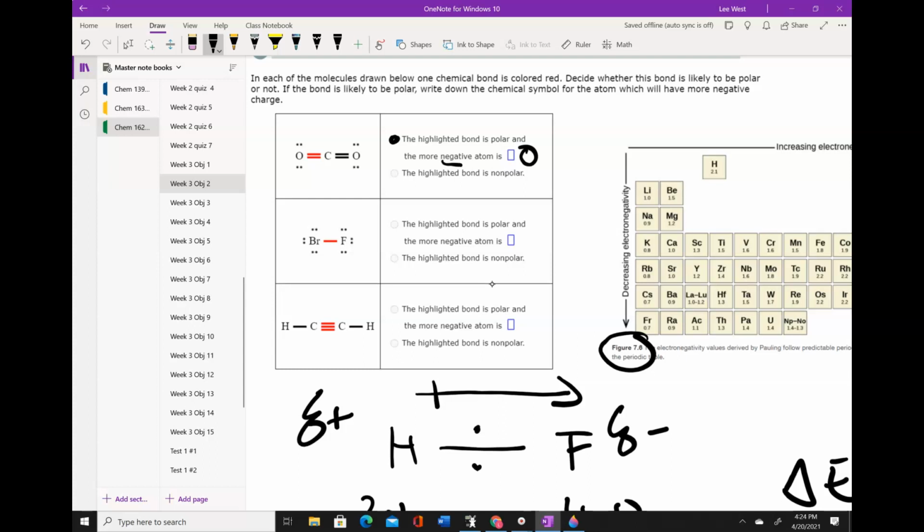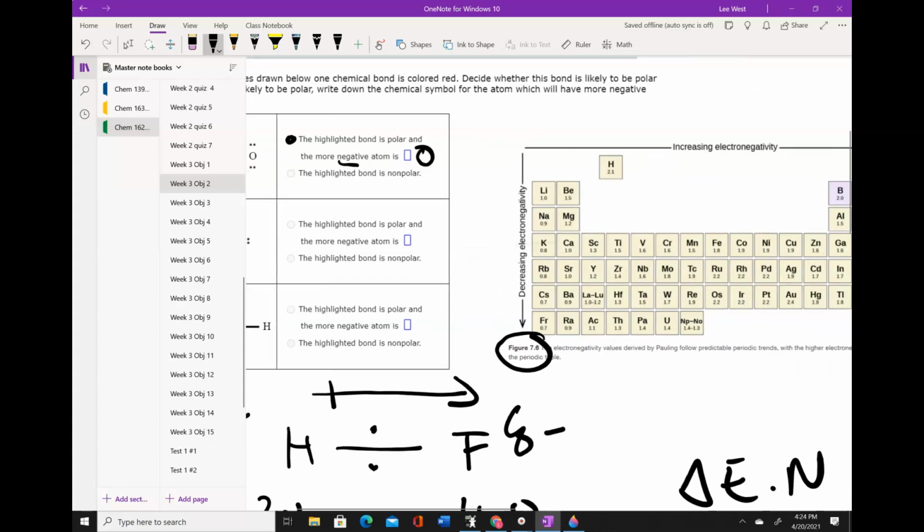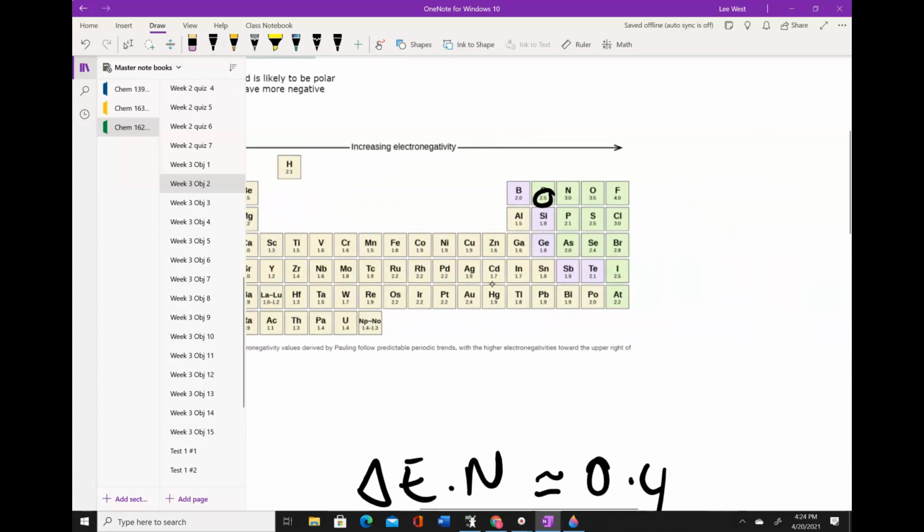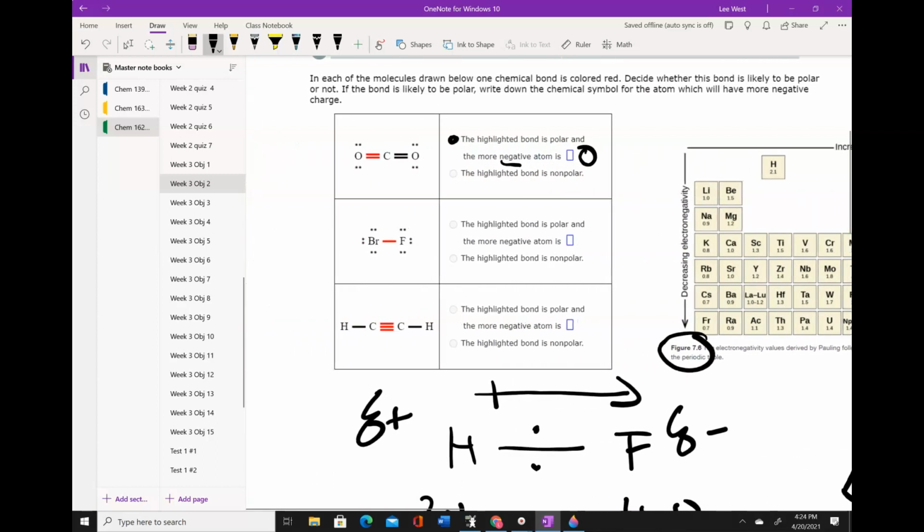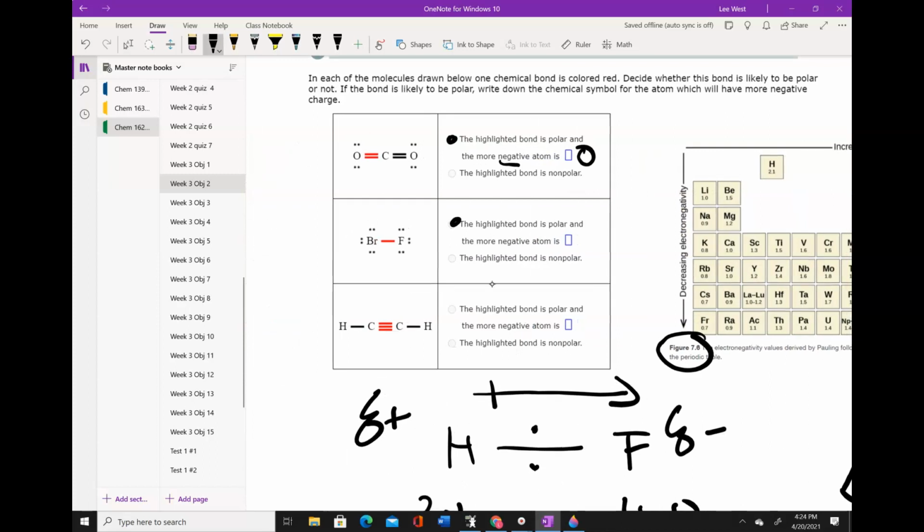Okay, so we've got bromine and fluorine. Well, they're going to have different electronegativities. Fluorine is very electronegative relative to bromine. See, there's fluorine, there's bromine, a difference in electronegativity of 1.2. So that will definitely be polar, and fluorine is always the more negative atom in a bond.